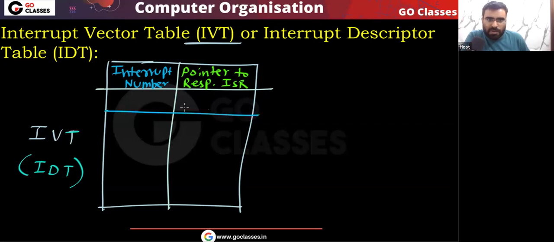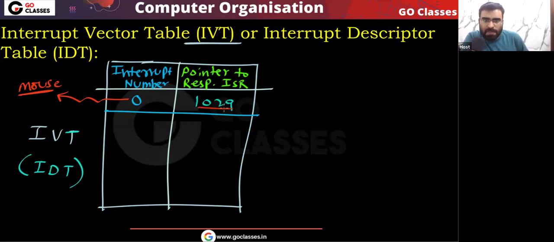So very simple. For example, let's assume zero is assigned to the mouse. Means if the mouse is sending an interrupt, then for the mouse interrupt, we give this unique interrupt number, zero. Remember, here we will store the address of the ISR. Whatever number I put here, for example 1028, 1029, whatever, let's assume this number.